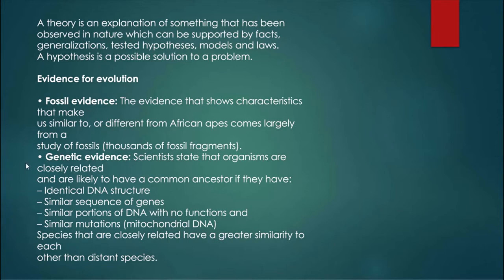Genetic evidence: scientists state that organisms are closely related and are likely to have a common ancestor if they have identical DNA structure, similar sequence of genes, similar portions of DNA with no functions, and similar mutations, mitochondrial DNA. Species that are closely related have a greater similarity to each other than distant species.